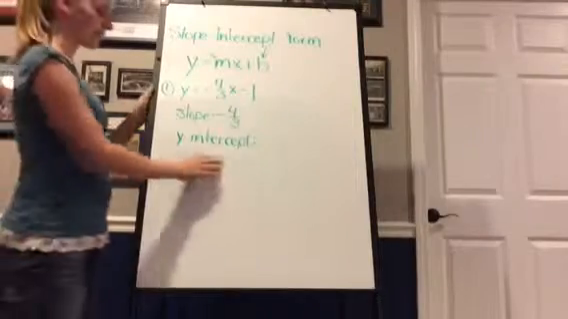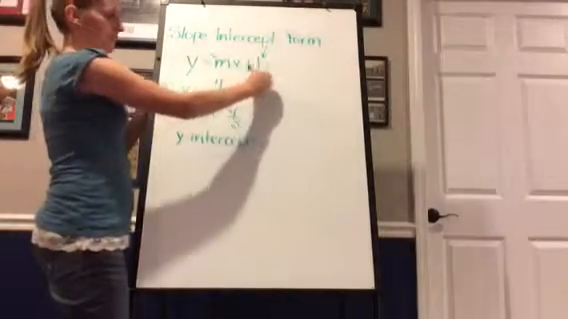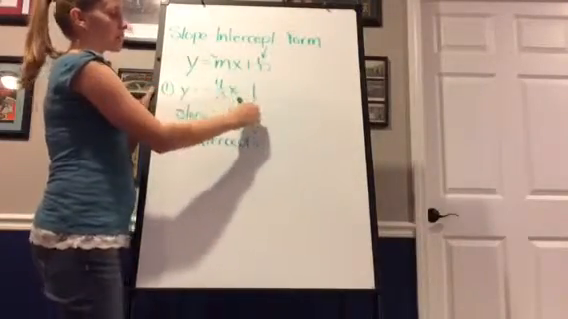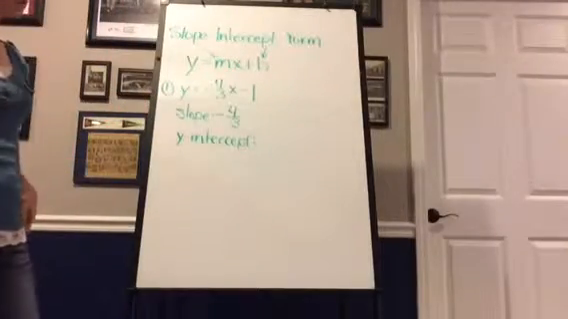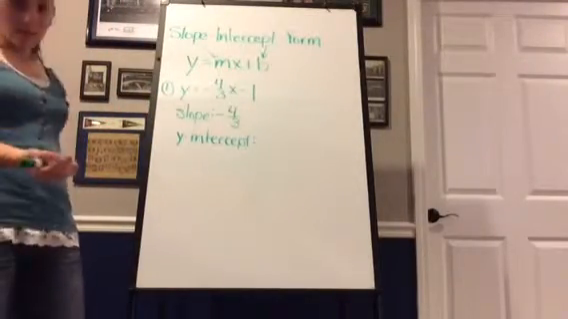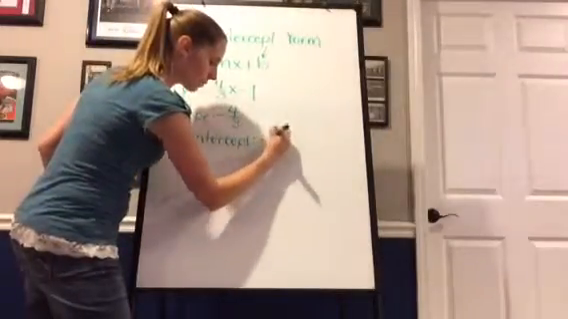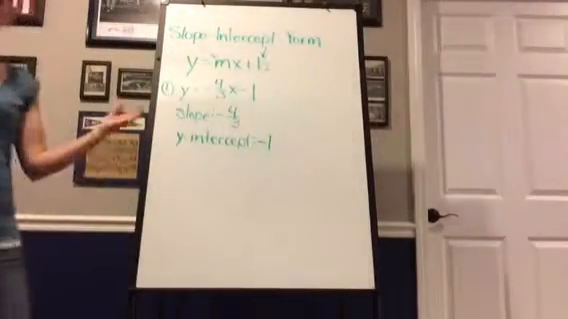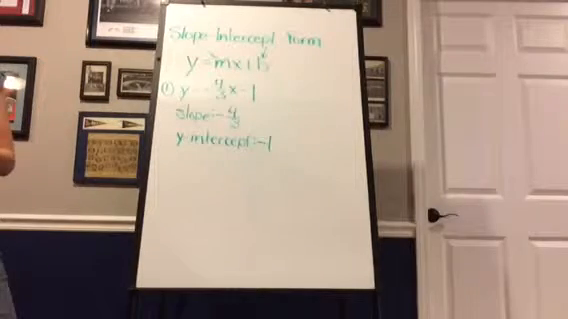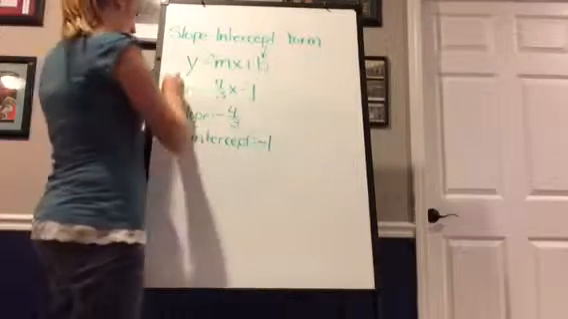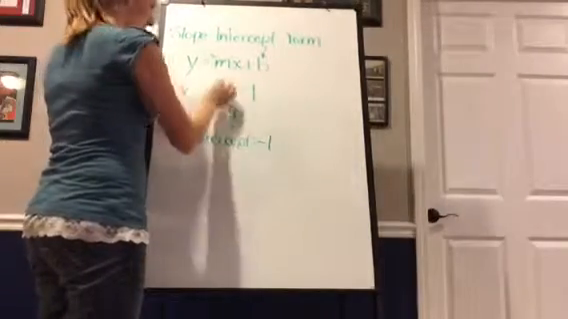Okay? And lastly, our y-intercept. Again, the y-intercept is always at the end. Now this time it's a minus 1. So like I said before, if it's plus, it's positive. If it's minus, that means the y-intercept is a -1. And that would be our answer. Slope is -4/3, y-intercept is -1. All right, let's take a look at number 3.